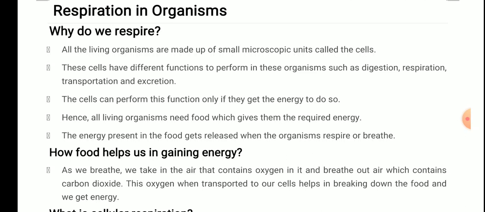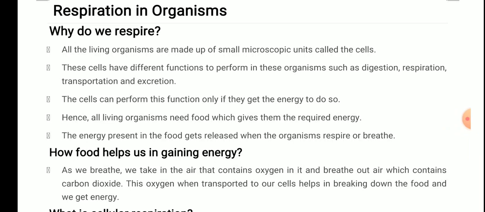Okay, similarly if we talk about the cell, what is the brain of the cell called? It is called the nucleus. Okay, now these cells are performing different functions. Absolutely, if they are performing these functions, they need energy. This is the basic thing. See, because without energy these cells cannot perform their function. Okay, so next point, the cells can perform this function only if they get the energy to do so. Hence all living organisms need food which gives them the required energy.